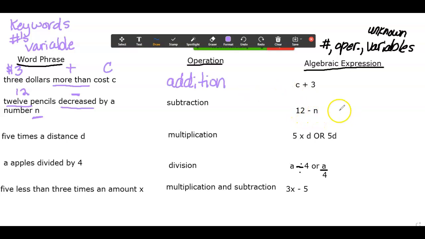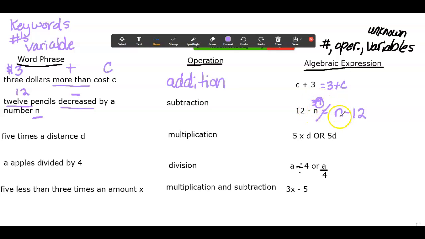Because if I tried to do n minus 12, that is not the same thing. C plus 3 is the same as 3 plus C because of the commutative property of addition. But there is no property of subtraction that says that these are the same. And I can prove that to you if I use a number. Let's say I have the number 3. N is 3. Well, 12 minus 3 would be 9. So this side would be 9.